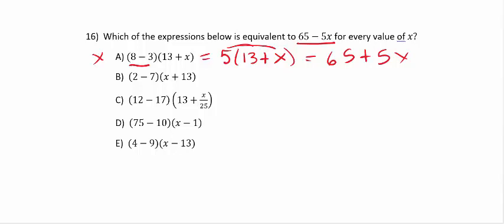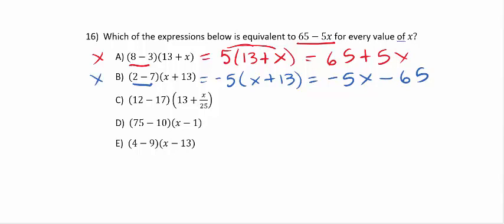We're going to do the same for b. We're going to do 2 minus 7 first. That's going to give us a negative 5, and then we're going to distribute that to x plus 13, and we get negative 5 times x is negative 5x, and negative 5 times 13 gives us a minus 65. Well, that's not the same thing either, so we know it's not b.